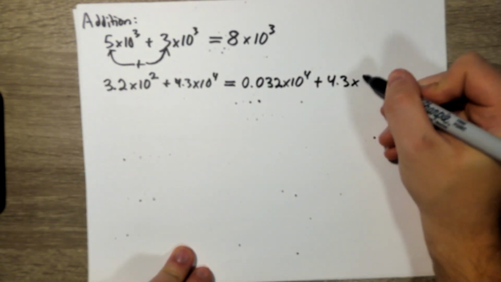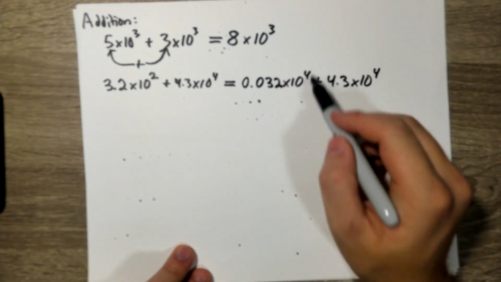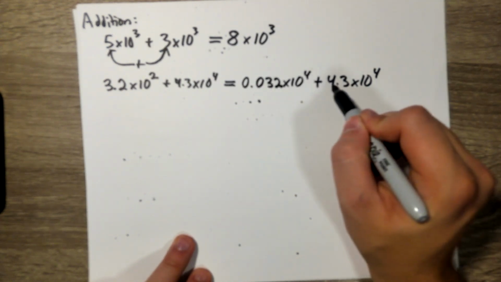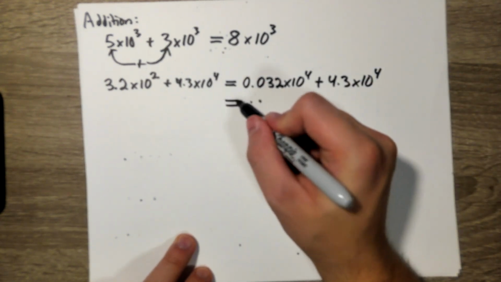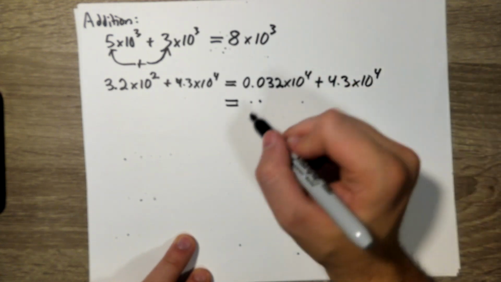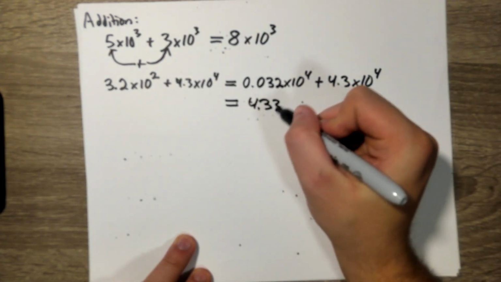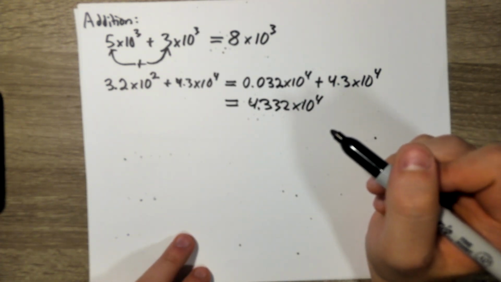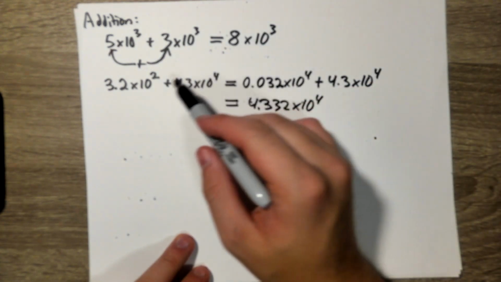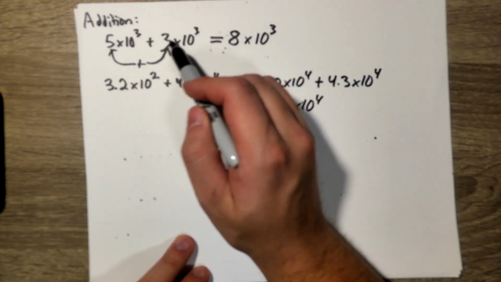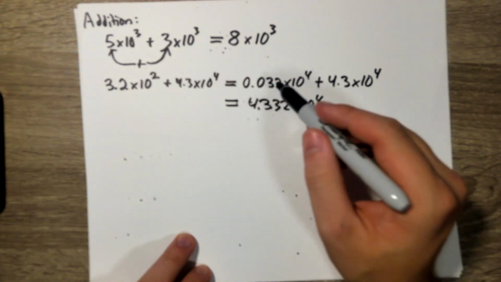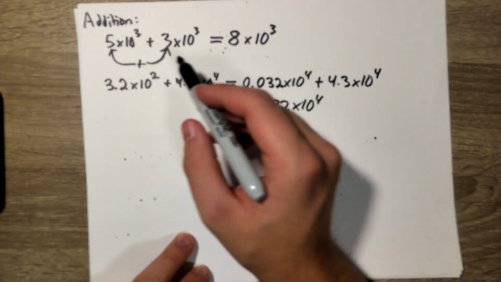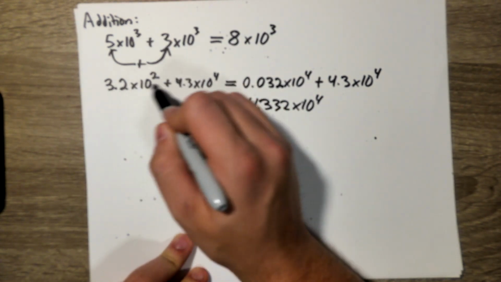Now we've got 4.3 times 10 to the 4, and the same exponents, so we can simply add the A values. That means we get 4.332 times 10 to the 4. And that's how you tackle those additions. You want the same exponents with base 10, and then you simply add the A values together. For subtraction, it's exactly the same, except you subtract the two numbers.